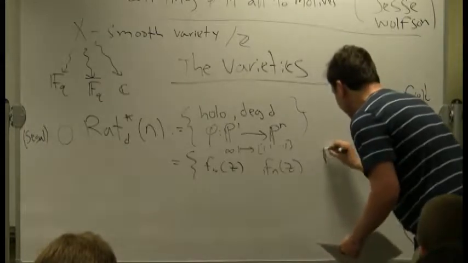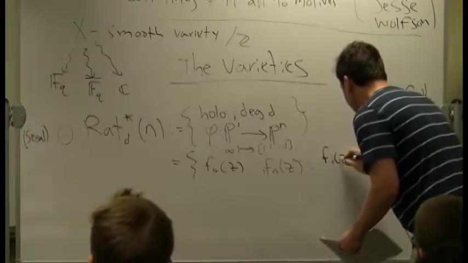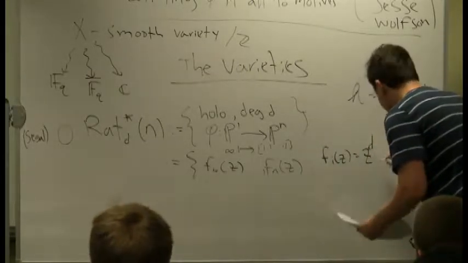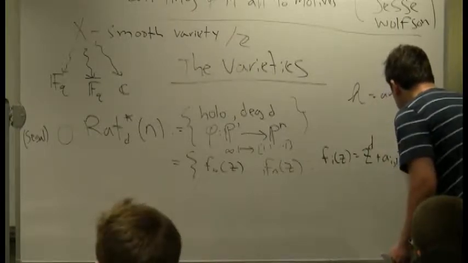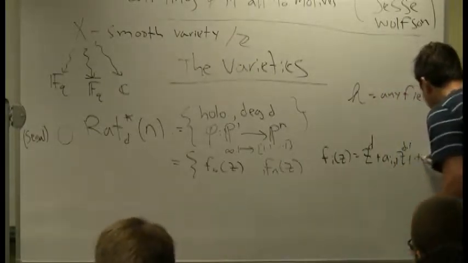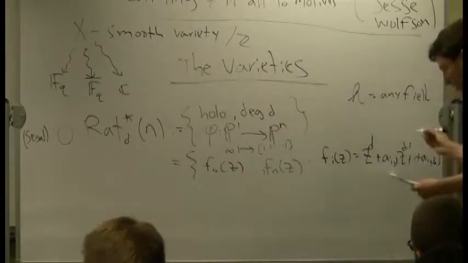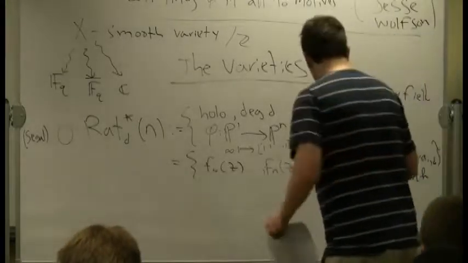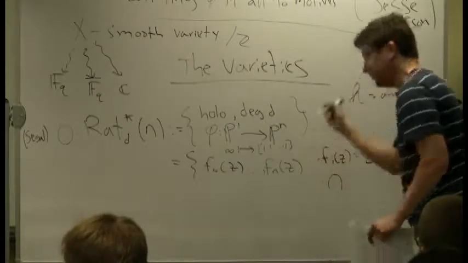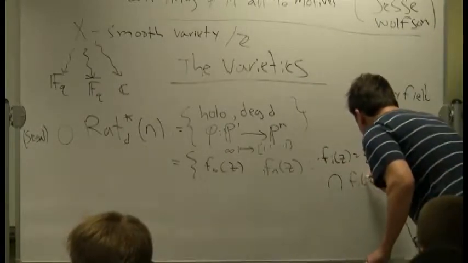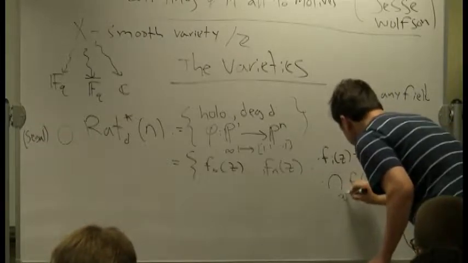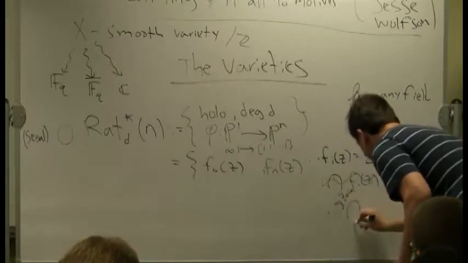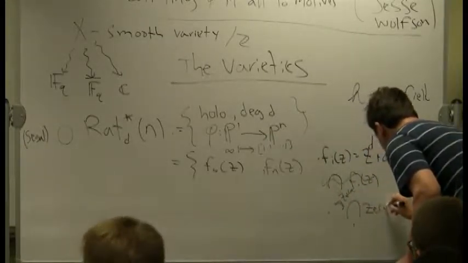I want to look at where these are f_i(z) equals z^d plus a_{i1} z^{d-1} plus ... plus a_{id}. I want them all to be degree d. So they're polynomials where a_{ij} is in your field. You can take the complex numbers. And I want that they have no common zeros. Sorry, sloppy: the intersection over all i of the zeros of the polynomials is the empty set.